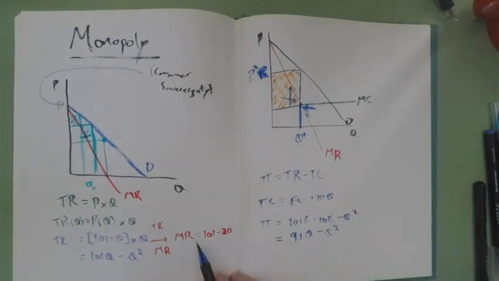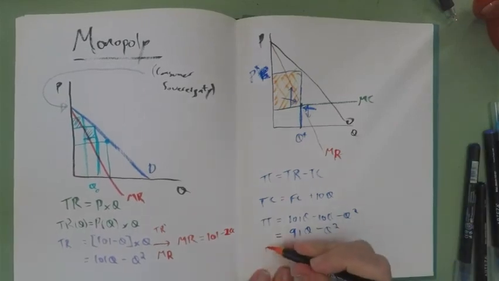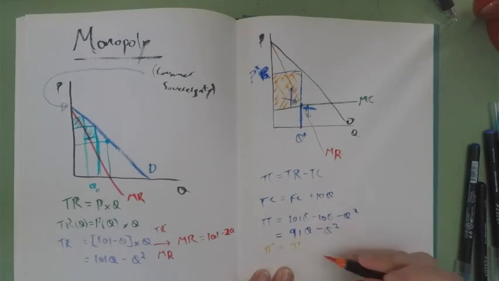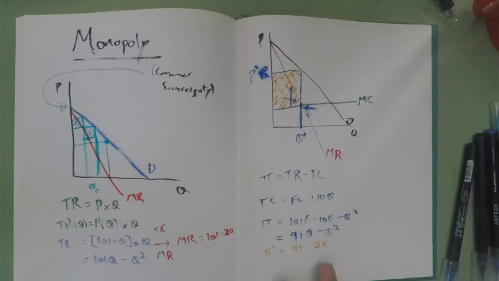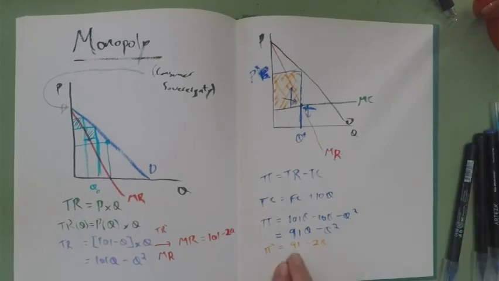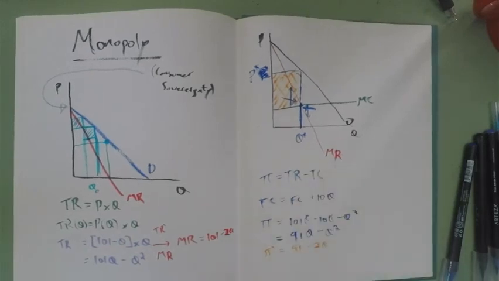And when we do our same little bit of calculus magic here, what we end up with is pi prime equals 91 minus 2Q. And we should be able to see that if we just divide 91 in half, that's going to give us Q star. All right, that was a really simple, quick recap of monopoly, I hope. I did gloss over some stuff, so as usual, feel free to ask any questions.